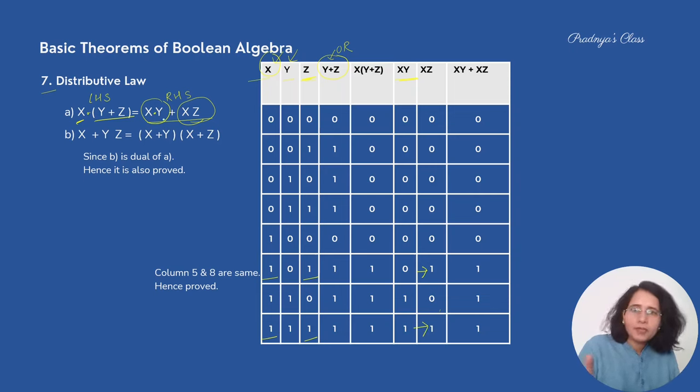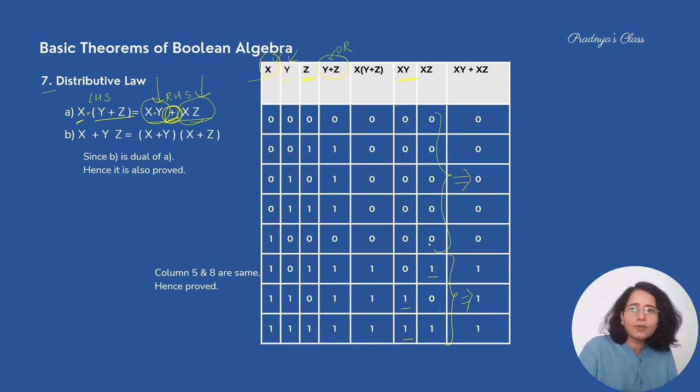Now, to evaluate the right hand side, we have to perform OR operation on these two terms. So, in these two columns, here in the beginning, all the combinations are 0, so we are getting output as 0. Here, we get at least one input as 1, that's why the output we are getting is 1.